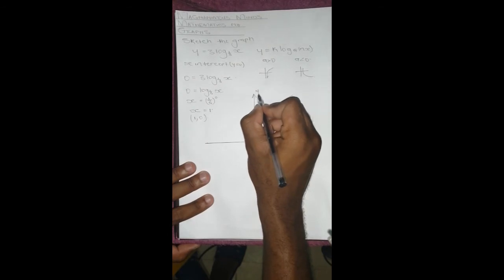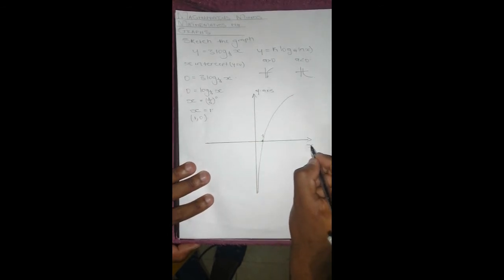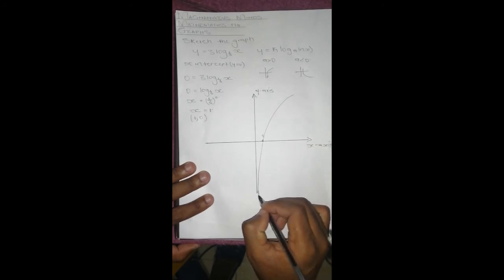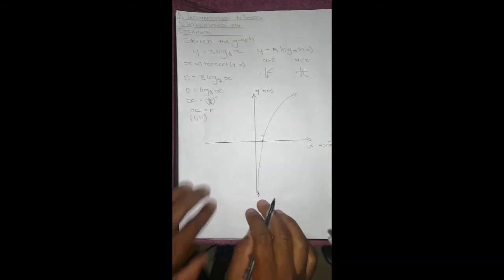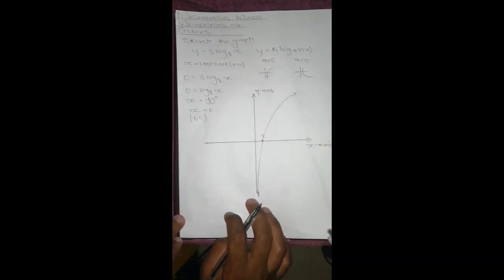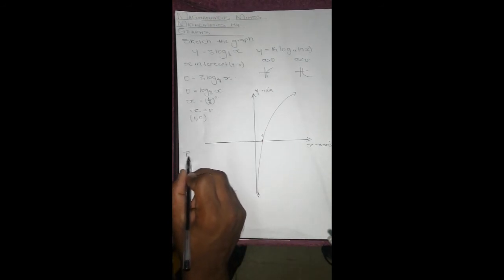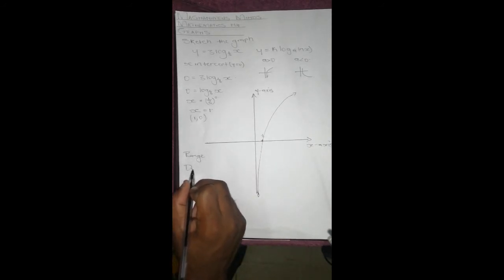There's our y-axis, and there's our x-axis. Take note, this graph is never going to touch the y-axis, and it just keeps on going that way. And let's say, for example, we are told to find the range and the domain.